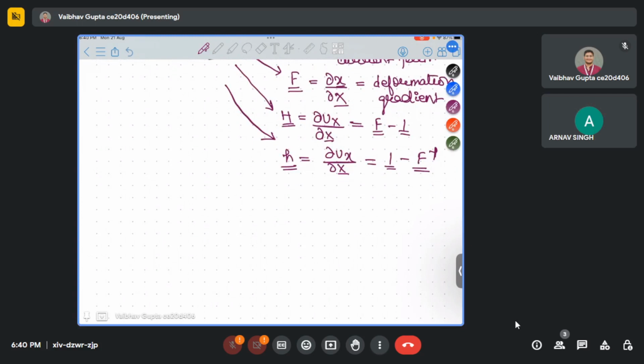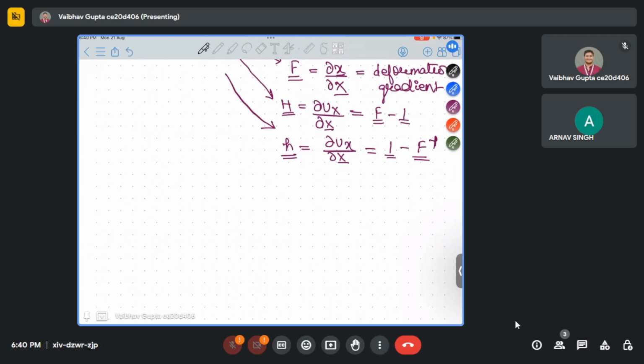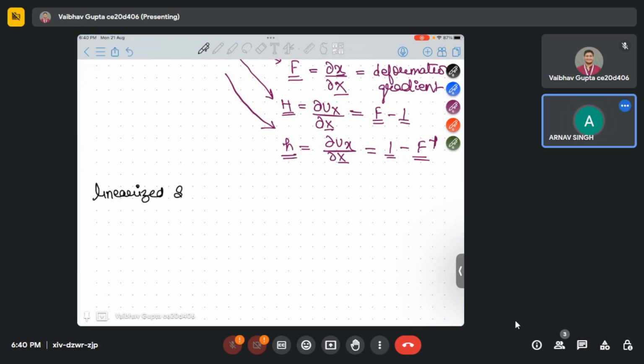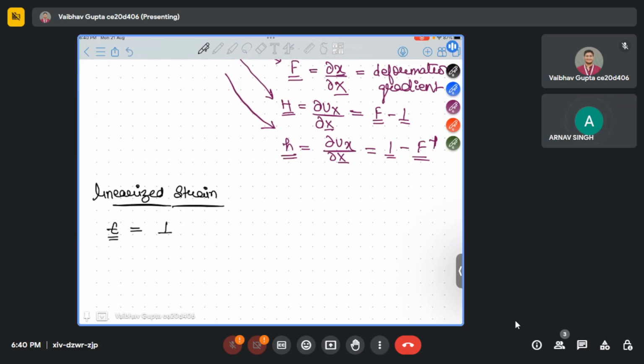Now I will define strain, linearized strain. So epsilon is nothing but half of H plus H transpose.